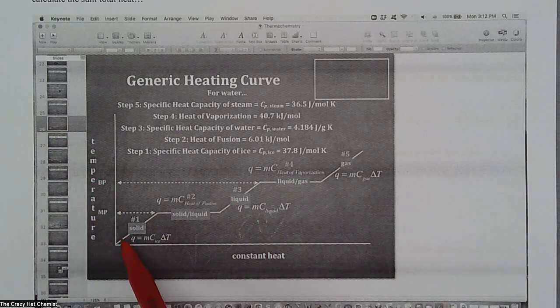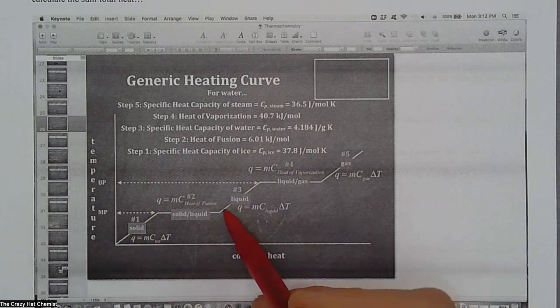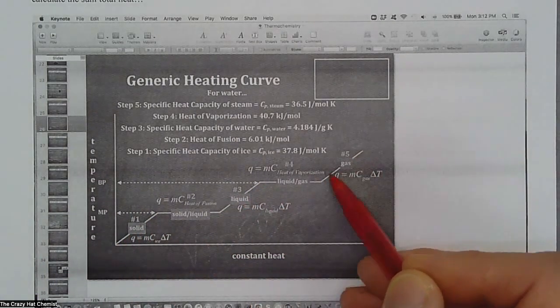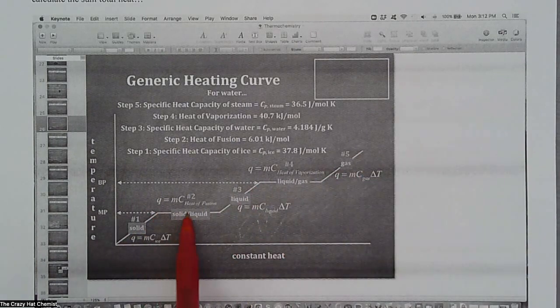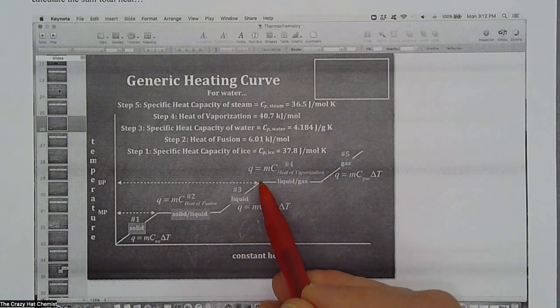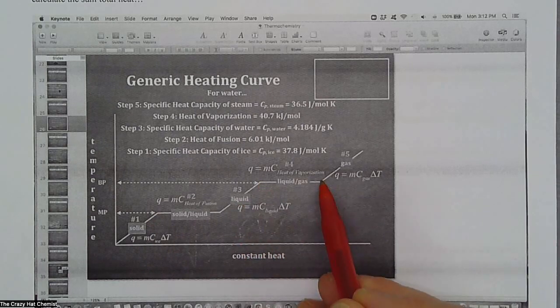The first slope section, second slope section, and third slope section are a solid, a liquid, and a gas. The first flat line is the transition between the solid and the liquid. At this point right here, you have a solid at the melting point. At this point, you have a liquid at the melting point. Then at this point, you have a liquid at the boiling point, and at this point, a gas at the boiling point.